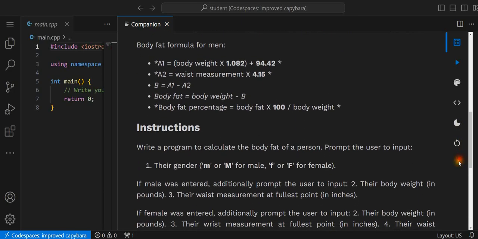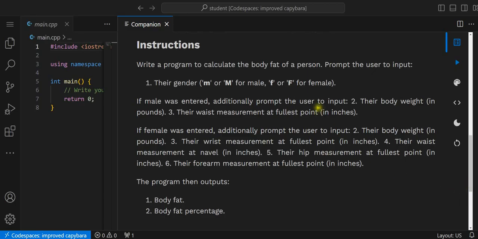Body fat formula for men: A1 is body weight times 1.082 plus 94.42. A2 is wrist measurement times 4.15. B equals A1 minus A2. Body fat equals body weight minus B. Body fat percentage equals body fat times 100 divided by body weight.